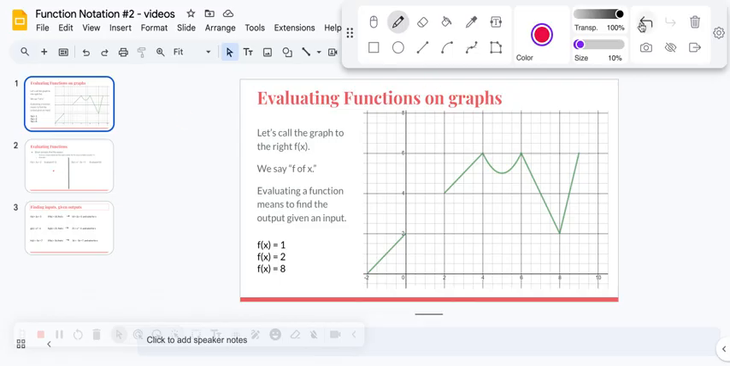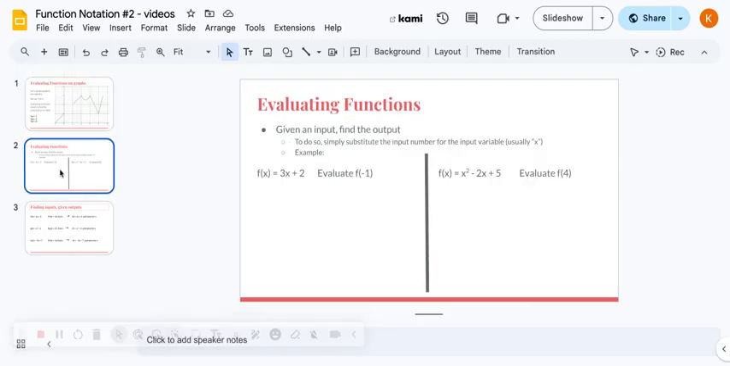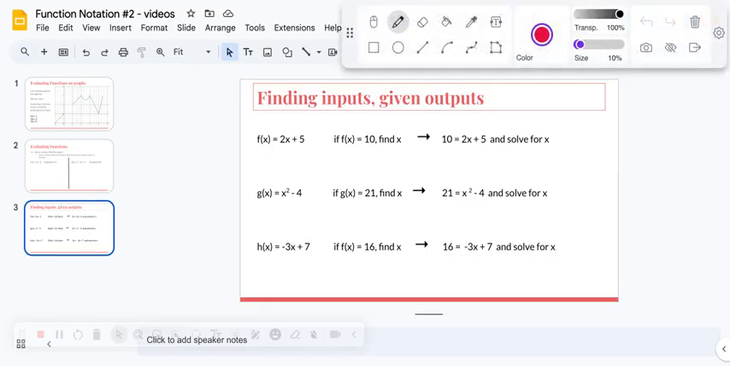Sorry. Let's do this here. I'm going to switch over to the second slide. Everyone has this one right here, finding inputs given outputs. If you give me one more second, there we go. All right, so let's continue taking notes from this slide here.